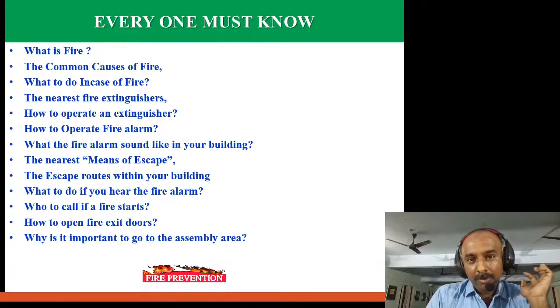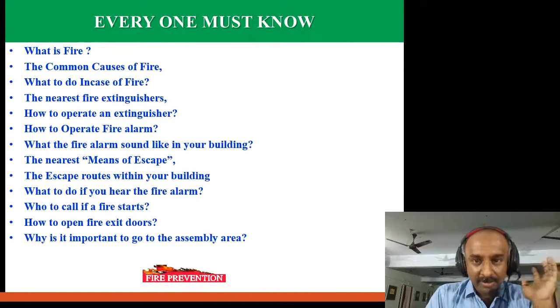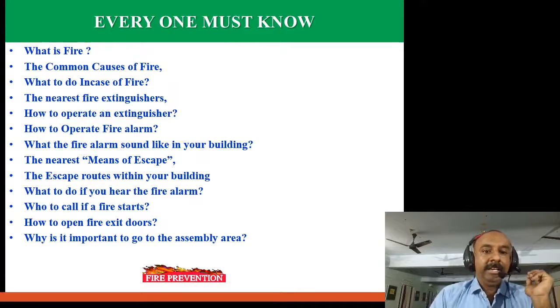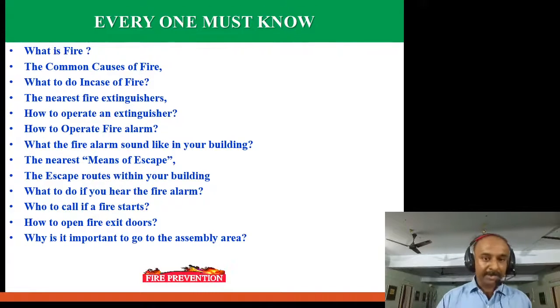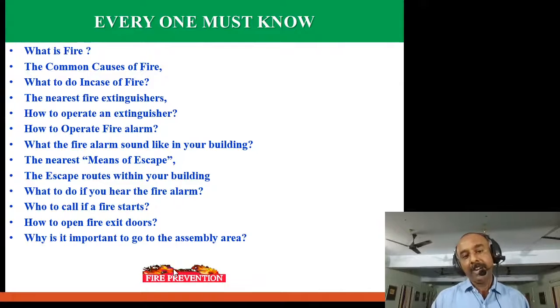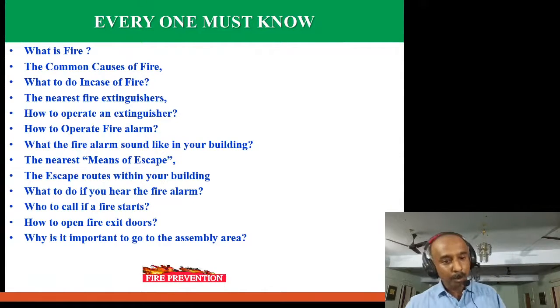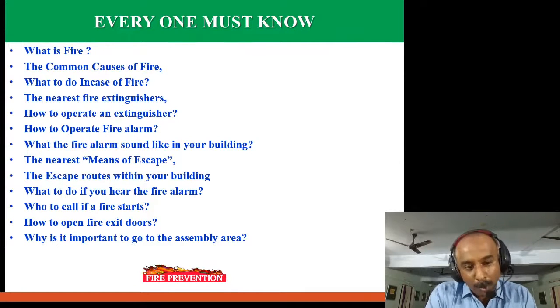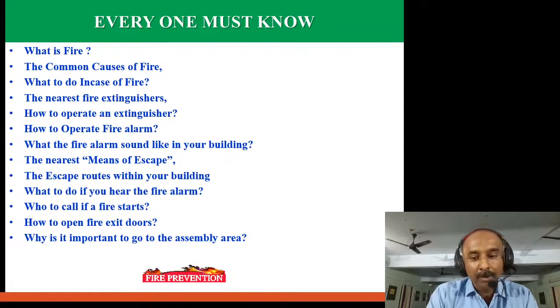So everyone must know, based on these introductions, what is fire, common causes of fire, what to do in case of fire, the nearest fire extinguisher and how to operate it, how to operate a fire alarm, what a fire alarm sounds like in your building, the nearest means of escape route within your building, what to do if you hear the fire alarm, who to call if a fire starts, how to open the fire exit door, and why it is important to go to the assembly point. You should be able to answer these questions based on this presentation.